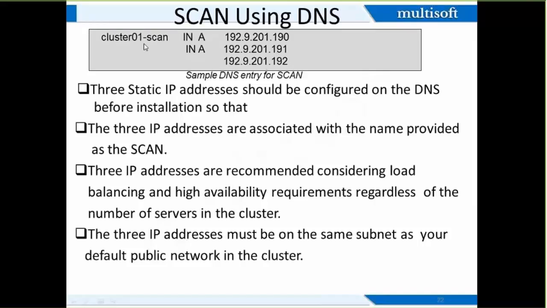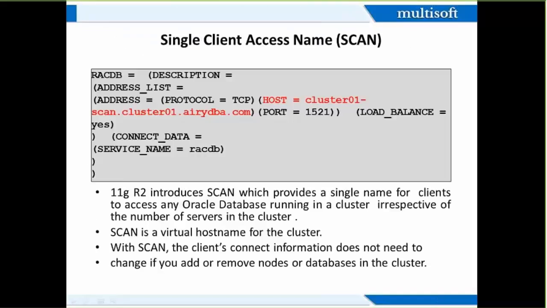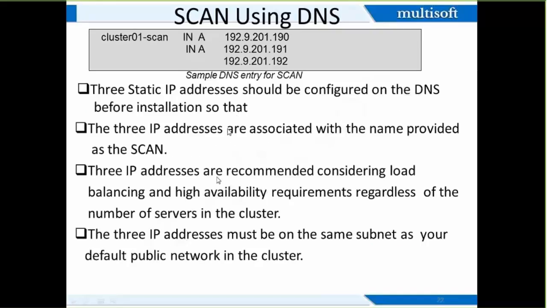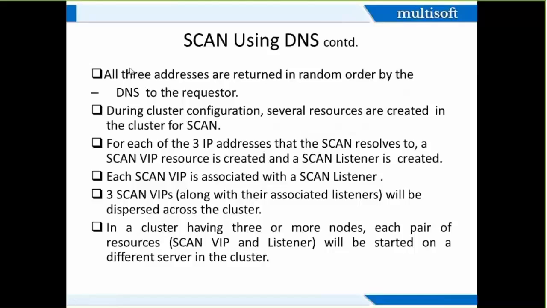See, here you can see cluster01-scan, the same I have provided here, cluster01-scan and cluster01.add. This is my domain name. So 3 IP addresses are recommended considering load balancing and high availability requirements. Basically, this is the default thing. Whenever we use DNS, we must define 3 IP addresses to resolve the single name. And all these 3 IP addresses must be on the same subnet, and that subnet should be the same as your public network. All these three addresses are returned in random order by the DNS to the requester.